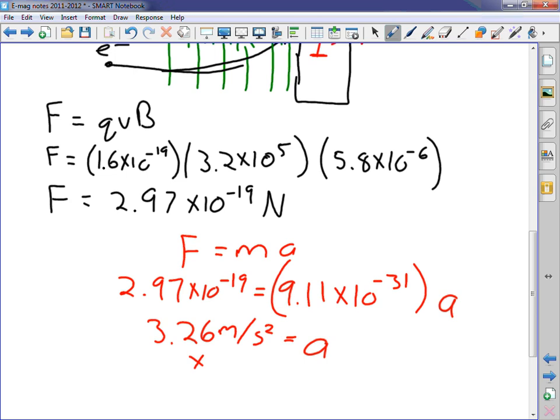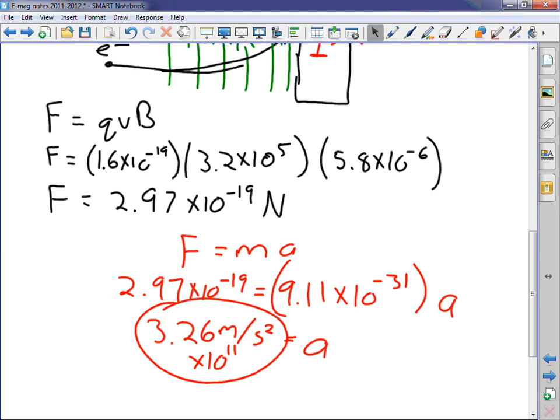That's kind of critical here. Times 10 to the 11th. A very large acceleration, not just 3.26 meters per second. 3.26 times 10 to the 11th would be the acceleration. Small force, but even smaller mass gives me a very large acceleration here.